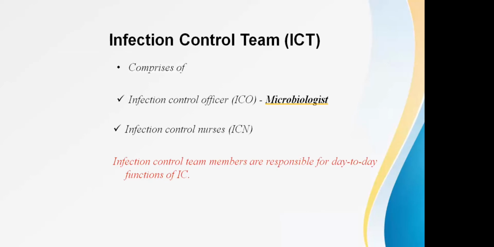Another part of a hospital infection program, one was HICC, now is the infection control team. As I previously mentioned in my previous slide, the microbiologist, the infection control officer, and the infection control nurses, we require one nurse per 250 beds. That is mandatory nowadays as per NABH standards. We have to follow this. So the infection control team altogether has almost 4 to 5 people, with one microbiologist and 2 or 3 nurses, depending upon the strength of your hospital beds. They are responsible for the day-to-day functions of infection control.